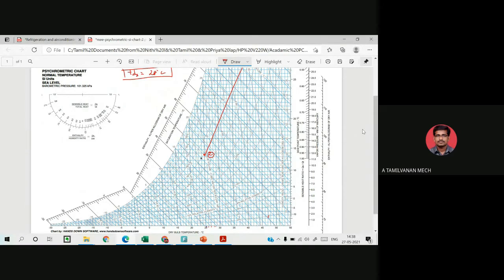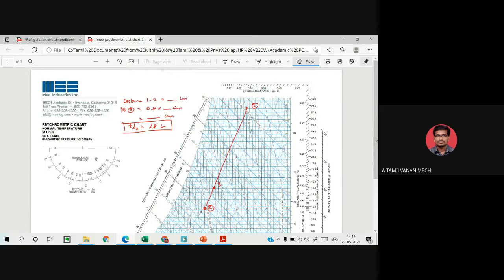You draw the line from 28.3 to where it exactly touches. This is the point where it touches. This is point number 2, this is point number 1, and this is point number 3. Now we are going to erase this one. Exactly locate point 1, point 2, and point 3.